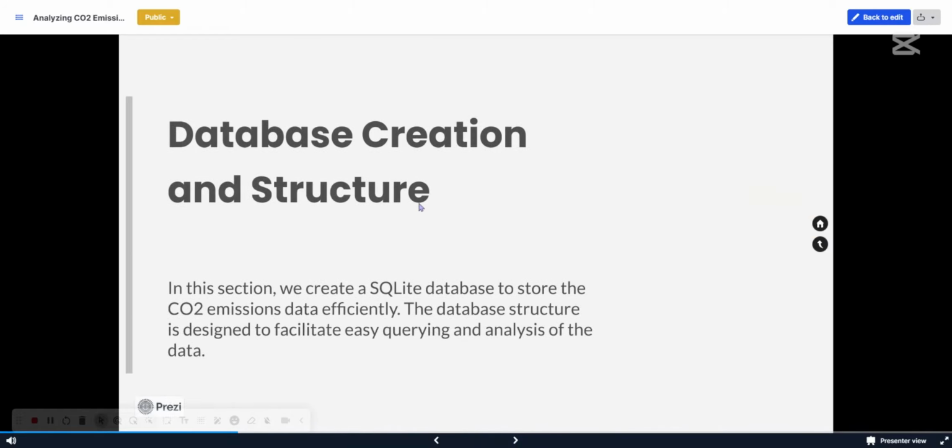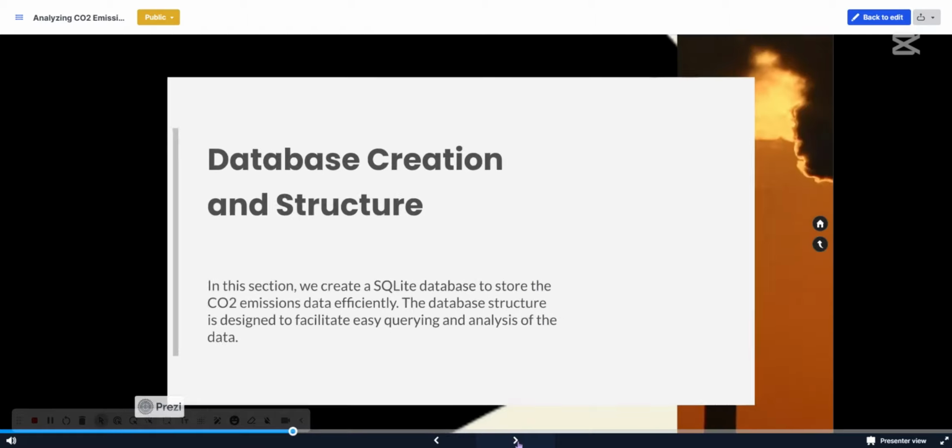Database creation and structure. In this section, we create a SQLite database to store the CO2 emissions data efficiently. This database structure is designed to facilitate easy querying and analysis of the data.